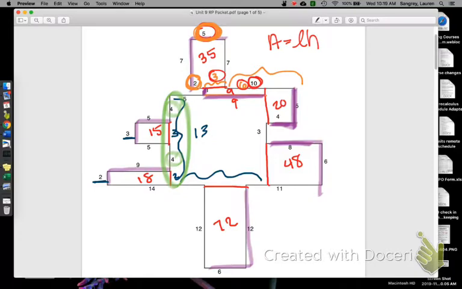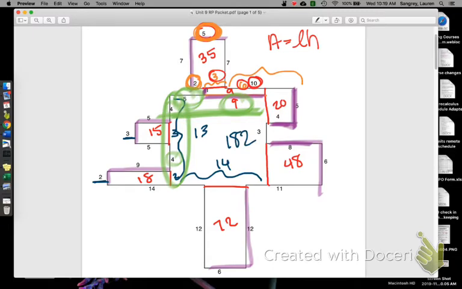Okay, now I need to find the other dimension. It looks like I have the dimensions that I need up at the top. So if I look up at the top here, I already figured out that this is 9 and I know this is 5. So 9 plus 5 is 14. So length times width, 13 times 14 is 182.